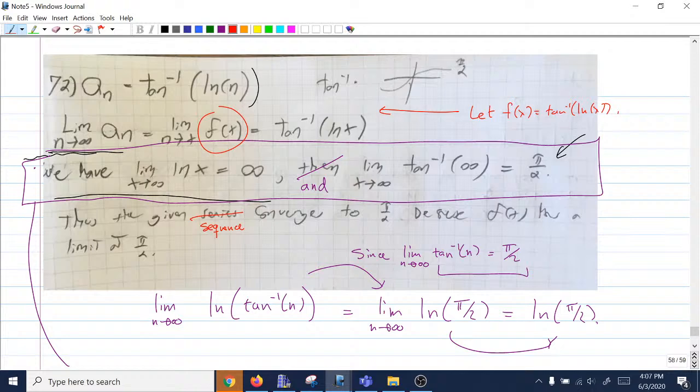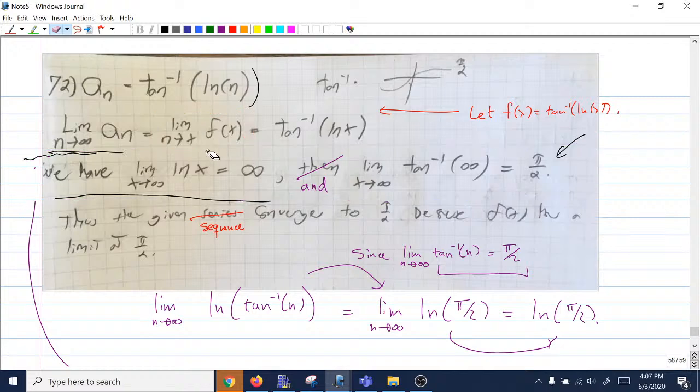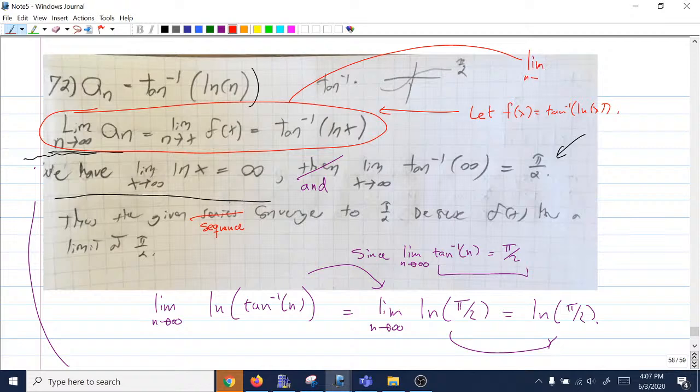Limit as n goes to infinity. Yeah, this phrasing of limit as n goes to x does not make sense. I think a better way of phrasing this first line is that the limit as n goes to infinity of an is the limit as x goes to infinity of tangent inverse natural log x. Let f of x, if you really need the name f of x, equal that.